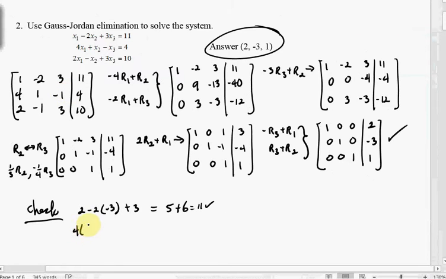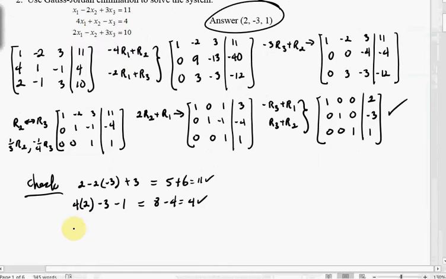This is 4 times 2 for that second equation, plus x sub 2 is negative 3, and then minus 1. So we get 8 minus 4, we get 4. That's good. Then the last one, 2 times 2 minus a negative 3 plus 3 times 1. So we get 4 and 3 is 7 plus 3, we get 10. So you're good.